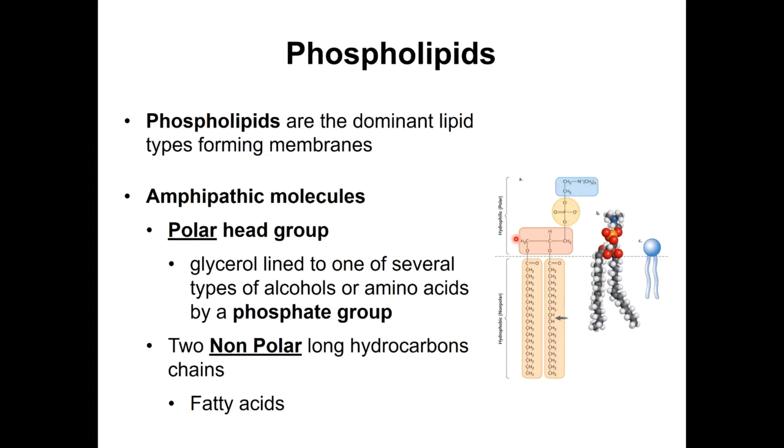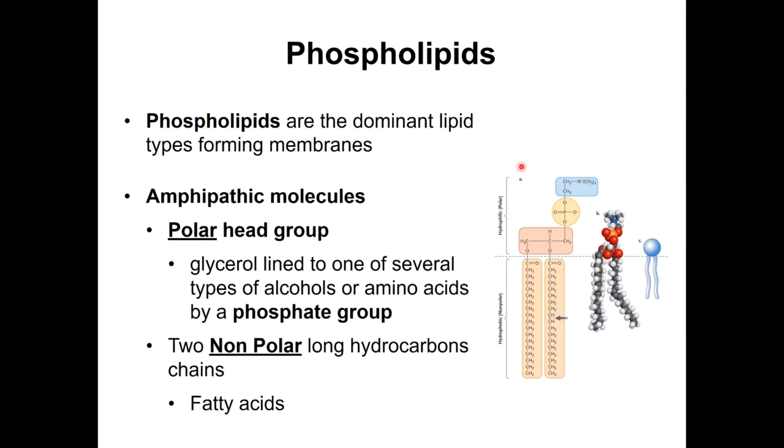If you remember, they're made by a molecule of glycerol, which is esterified to two fatty acids. And then the third hydroxy group in glycerol is combined with a phosphate group, which then is attached to a variable group. Okay, so this is just one example of a phospholipid.